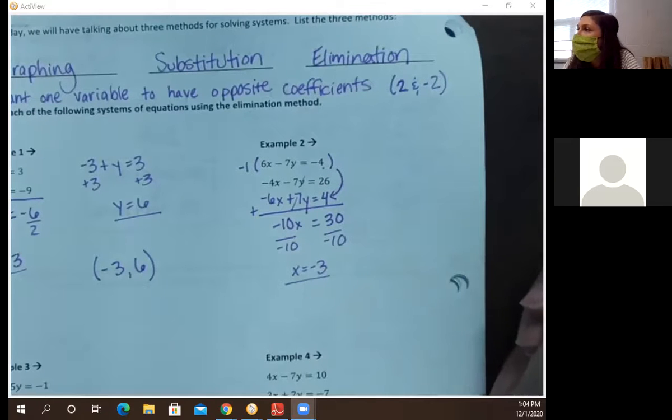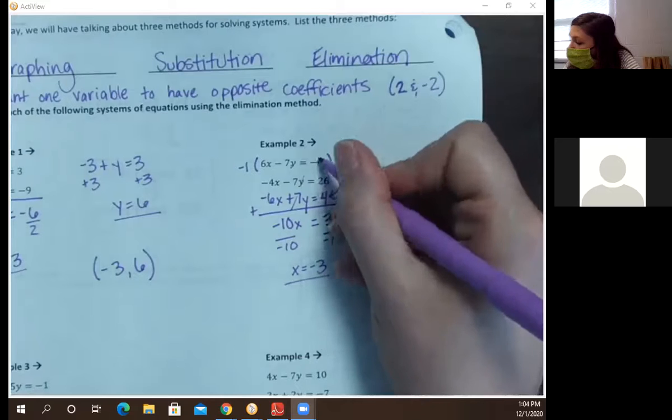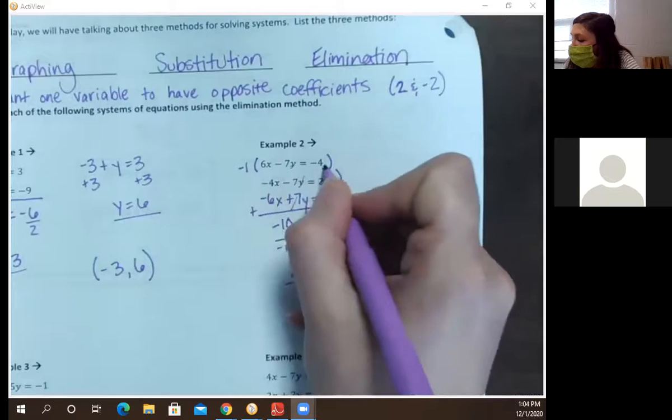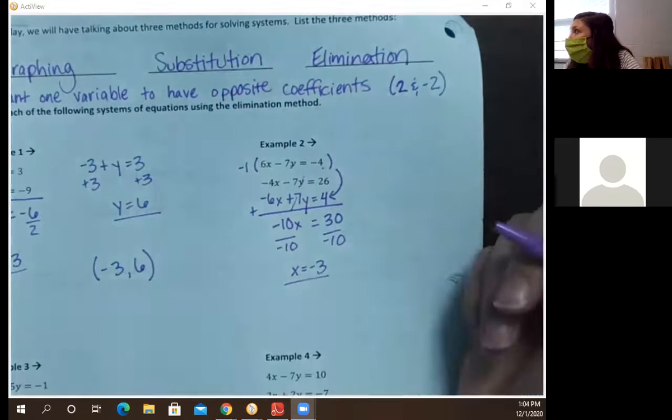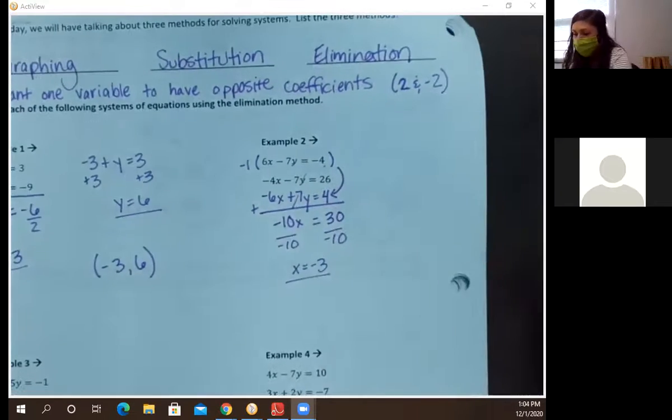I have a value for x, so I can plug that into either of my original equations and solve for y. I'm going to choose to plug this into my original top equation. No particular reason. If you want to plug it into the bottom one, that's fine too.